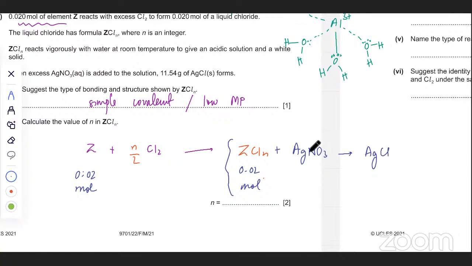Now, one thing that you can be sure of is that if there are N Cls, the number of AgCls that are going to be formed is going to be N as well. So that's one ratio that we have. I'm not writing the whole equation, I've just written down the ratio. If ZClN reacts with silver nitrate to form AgCl, then to balance out the Cls, the N Cls over here, there should be N AgCls. So what I can do is figure out the value of N now. How can I do that? Because they gave me the mass of AgCl. So I can find the moles of AgCl.